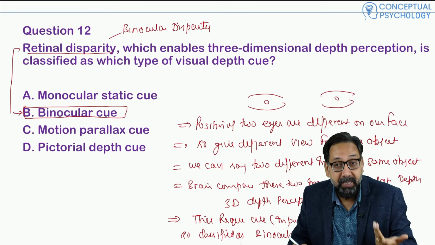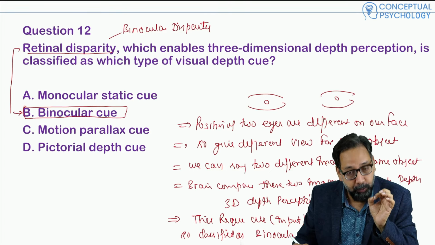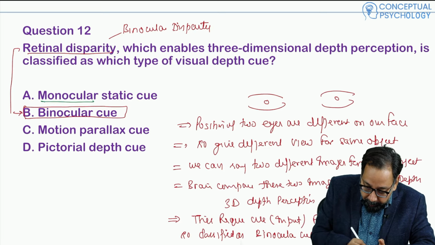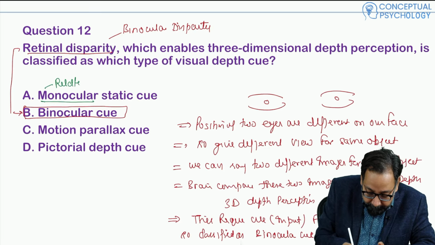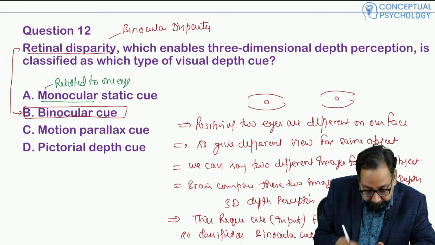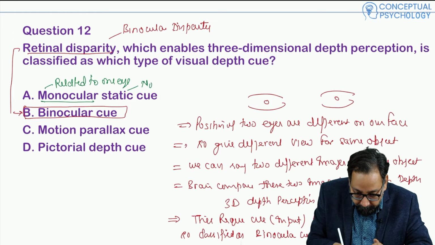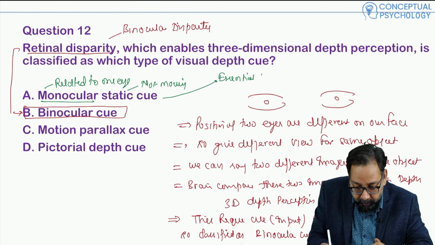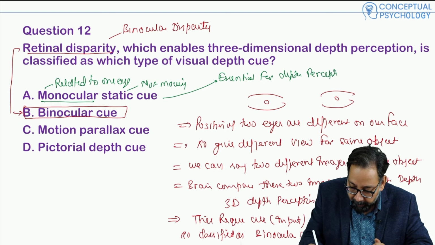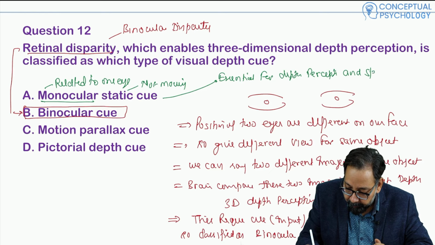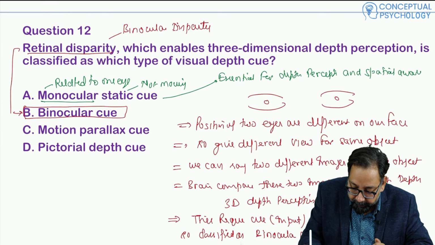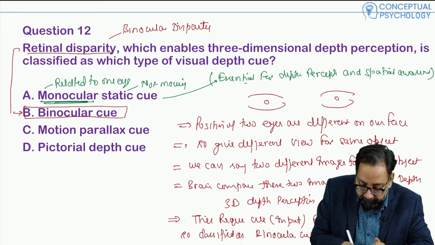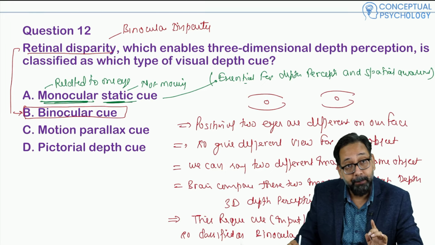Other option name itself tells you monocular static cue. Monocular means related to one eye, related to one eye. Static means not moving, not moving. It is essential for depth perception and spatial awareness. But in this, one eye is involved. One eye is involved.